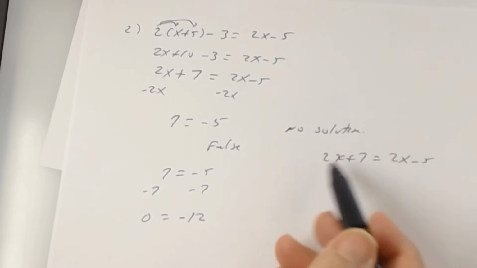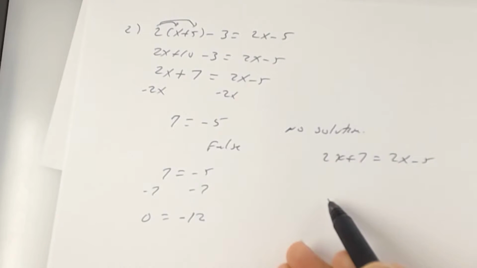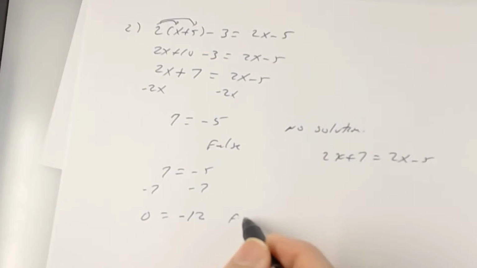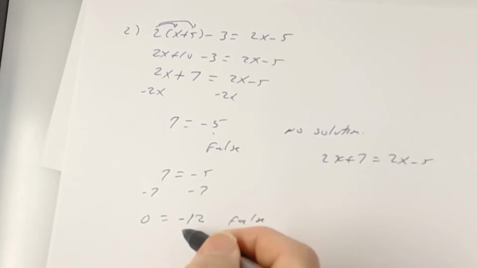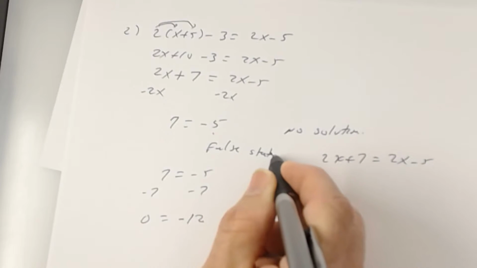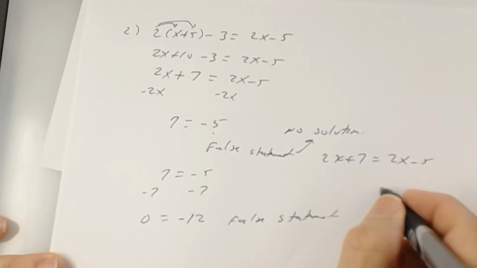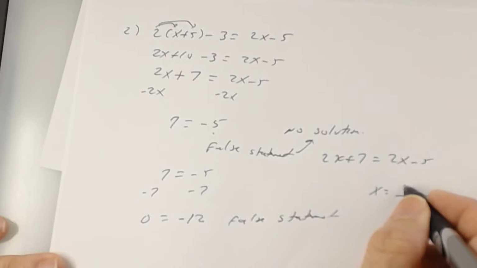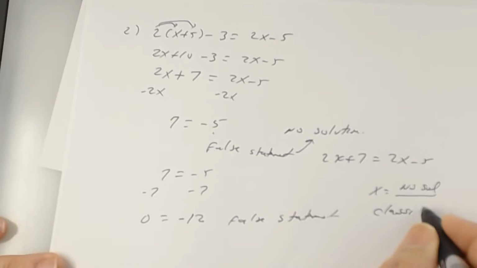And I tried to show you that no number works by just plugging in a few. Nothing will work. All right, that's still a false statement. So I would just stop here rather than bring all the variables to one side, constants to the other. So when I say false, I meant false statement. And then you say no solution. So in the blank, where it has x equal blank, what do you put? No solution. And then for classifying, let's talk about classifying.